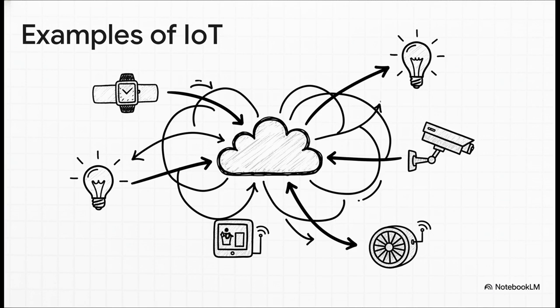It goes all the way from the smartwatch on your wrist and the smart lights in your home to really critical industrial sensors that are monitoring an aircraft engine while it's in mid-flight. The whole goal is to create this world of responsive, interconnected objects that are constantly talking to each other.